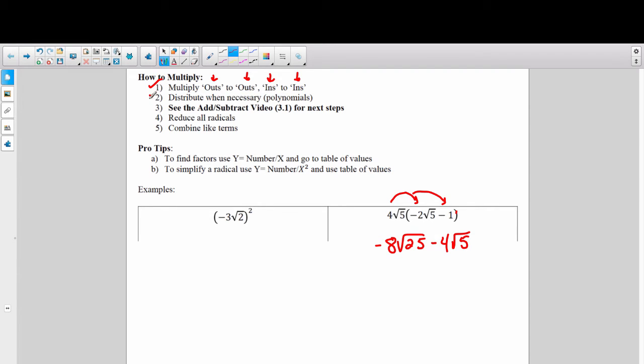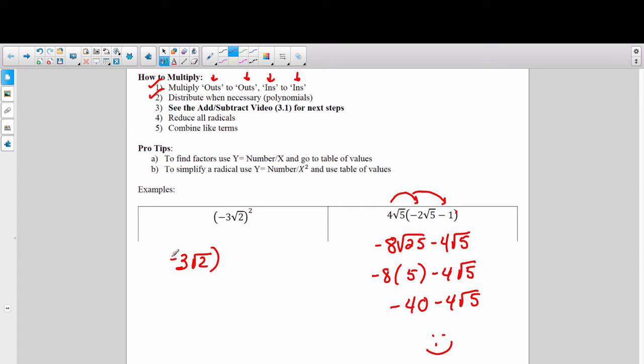Now, what we do is what we did yesterday. We simplify radicals and see if we can combine like terms. So this radical here is going to turn into just a nice little 5. And this radical will do nothing. It's already reduced. So is there anything to combine? Not really. We just have negative 40 minus 4 radical 5. And that's your answer.